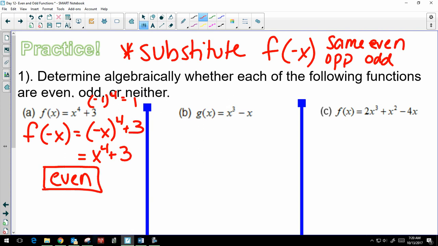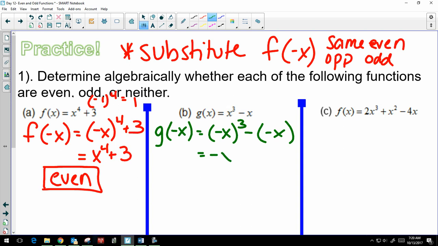Let's take a look at B. G of x equals x cubed minus x. So anywhere I see an x, I'm going to substitute a negative x. So negative x to the third minus a negative x. So a negative to an odd power is going to be negative. So I have negative x cubed.